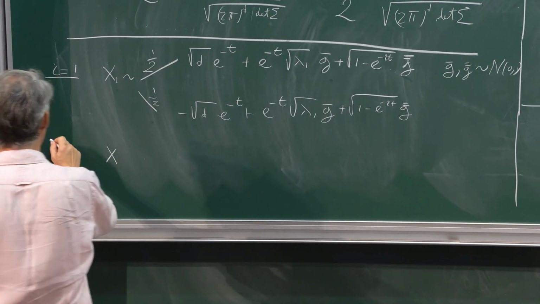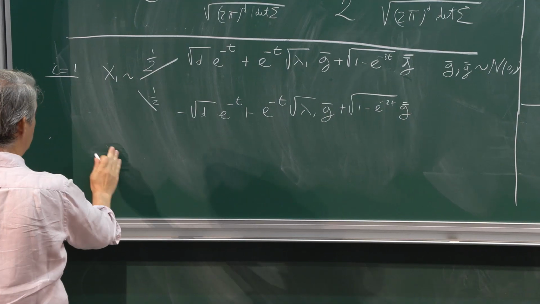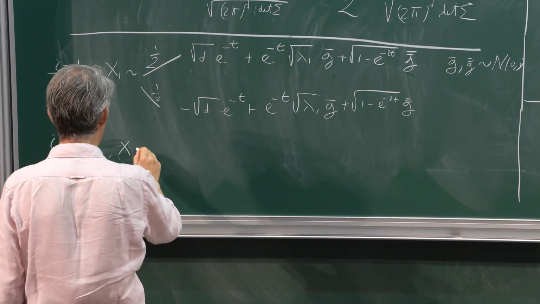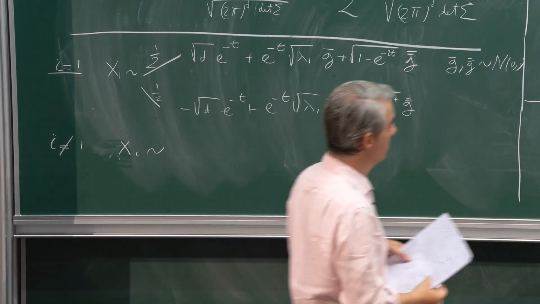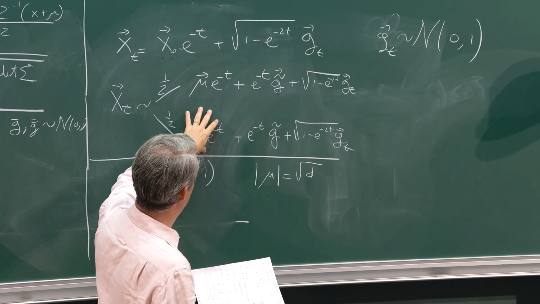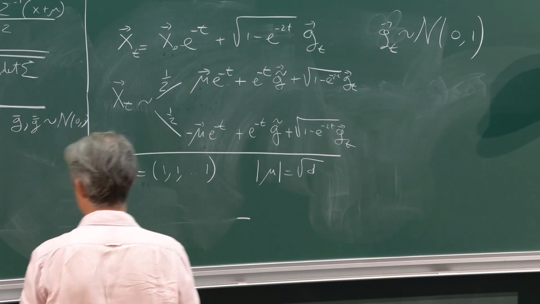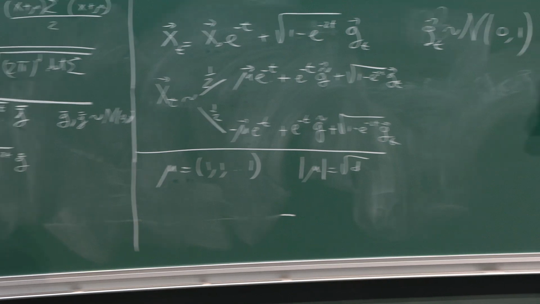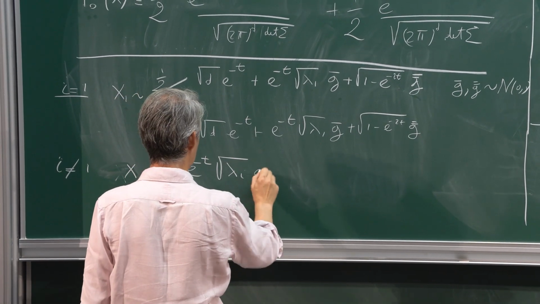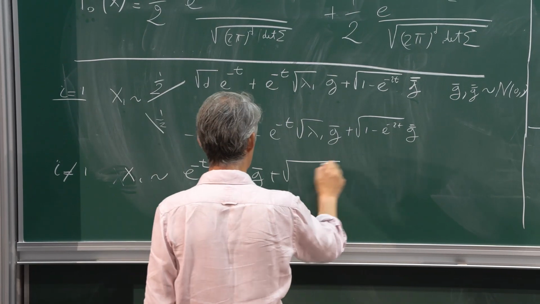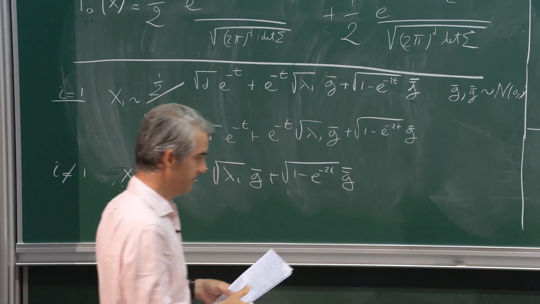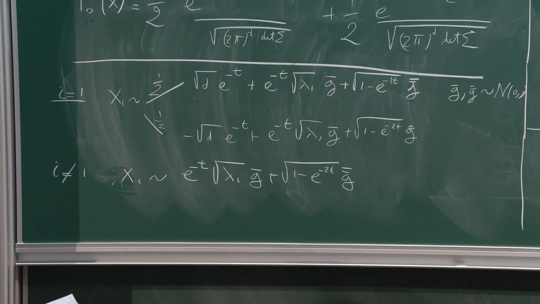And for i different from 1, it's simple. If I project on a direction orthogonal to mu, the mean term goes away, and I just have this term. So x_i is exponential minus t square root of lambda i g bar plus square root of 1 minus exponential minus 2t g bar bar.